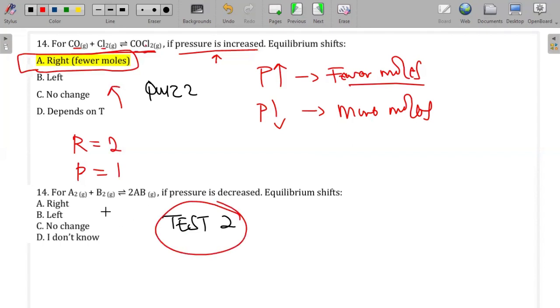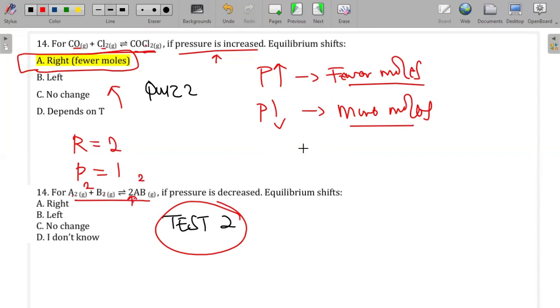And then in test 2, they are saying for the reaction, this one here, if the pressure is decreased, the equilibrium shifts to the side with more moles, or more molecules, if the pressure is decreased. So here we have 2 molecules. If I add this and this, then even here we have 2 because there's a 2 in front there, okay?